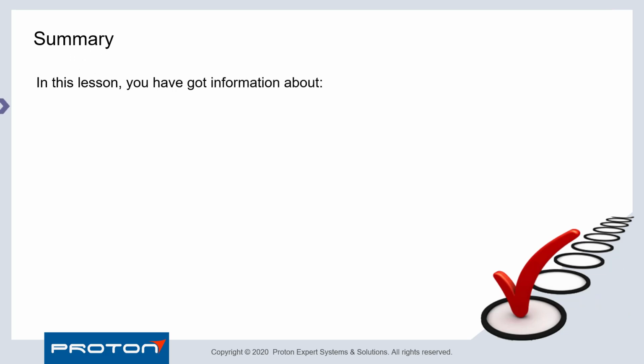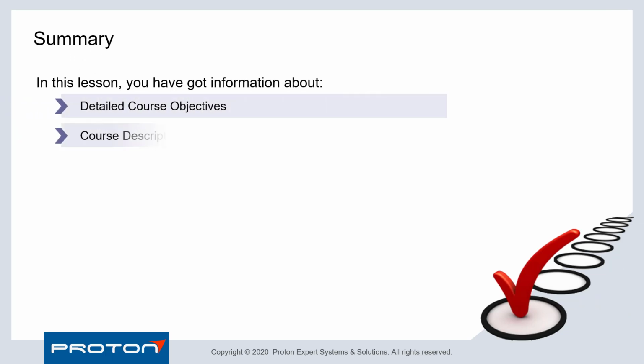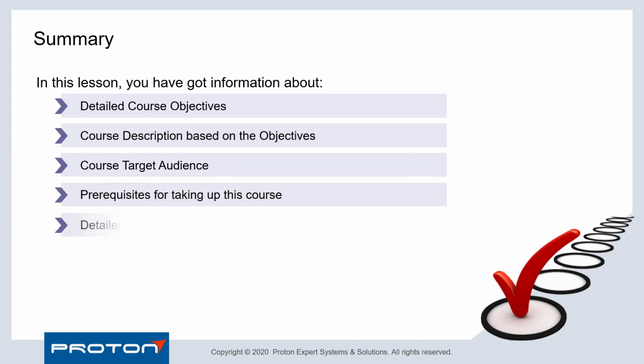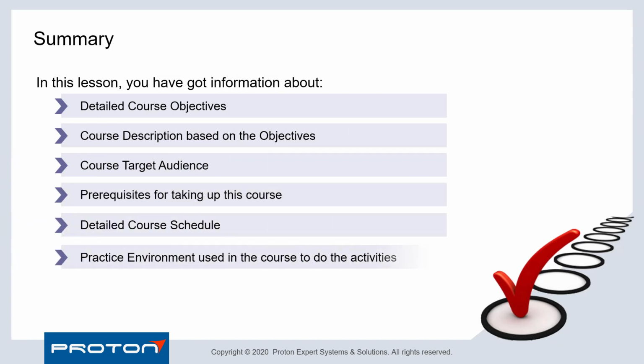To summarize, you have got information about detailed course objectives, course description based on objectives, then course target audience, prerequisites for taking up this course, detailed course schedule, practice environment used in the course to do the activities.